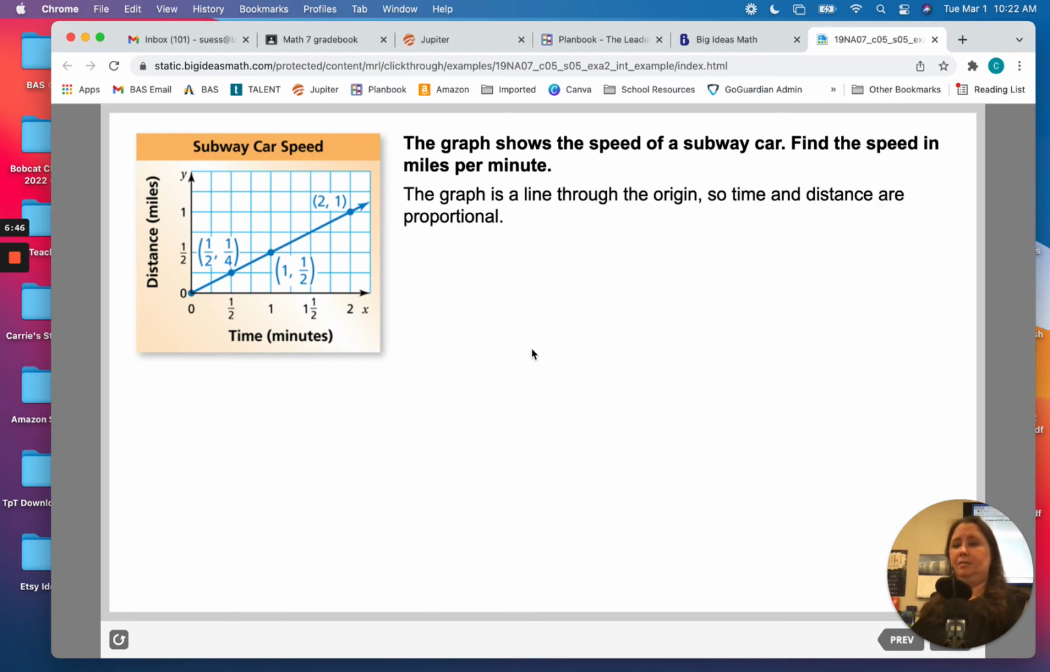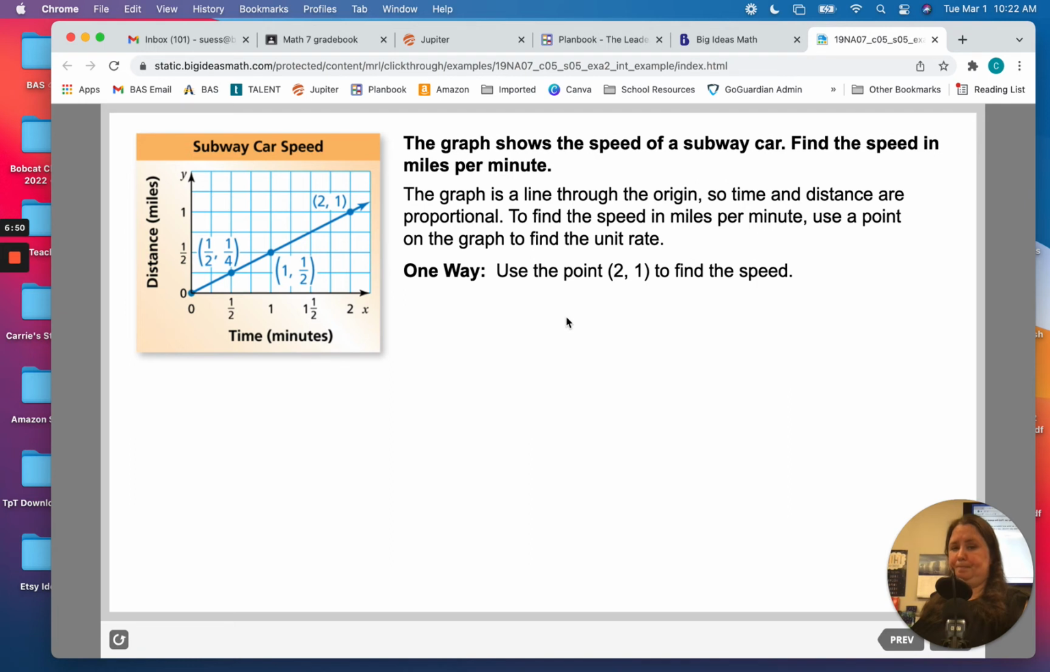But let's look at the proportion. Okay, so we're going to use the point 2, 1 up here to find how fast we're going. There are 2 different ways you can do this, by the way. The point 2, 1 indicates that the subway car travels 1 mile, see up here, 1 mile every 2 minutes.